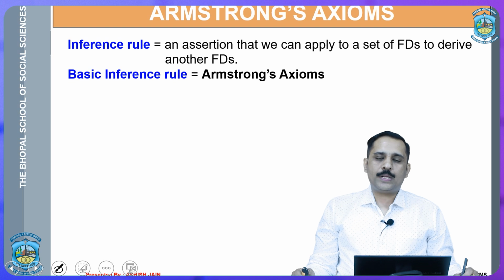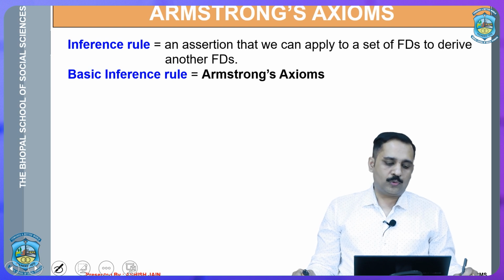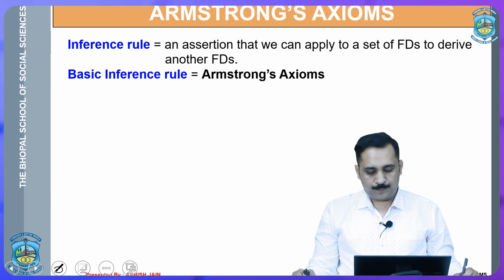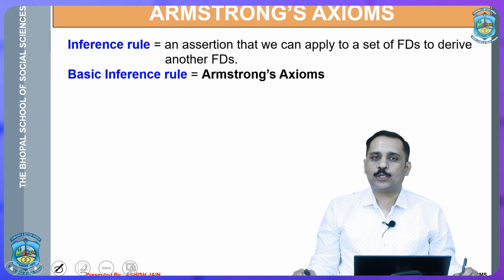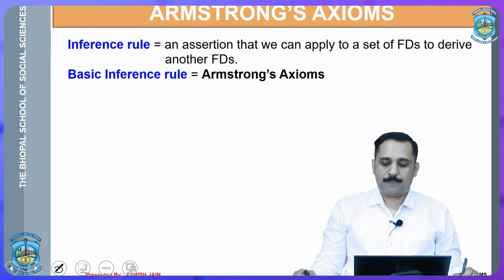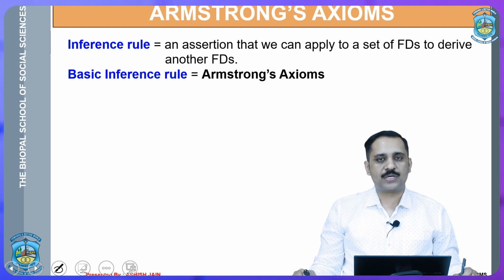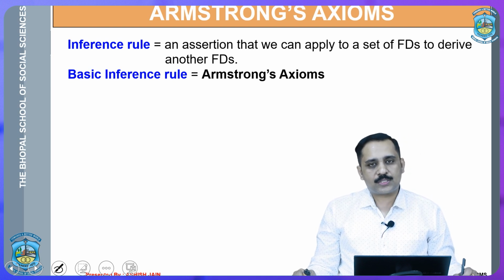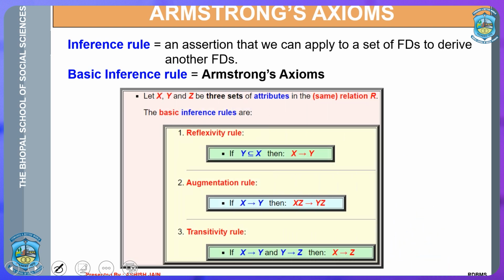Before going ahead, it would be very useful to understand what an inference rule is. An inference rule is basically a set of rules or facts, we can say assertions, that we can apply to a set of functional dependencies in order to derive other functional dependencies that may have less complexity.